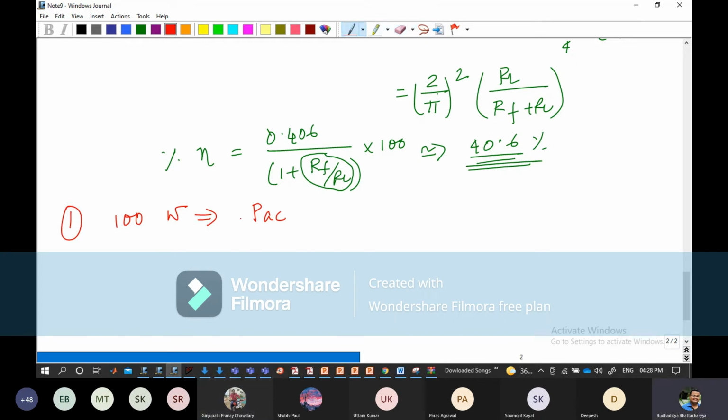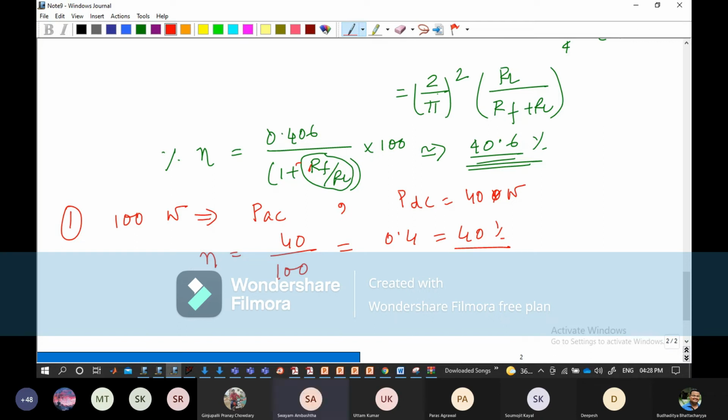Suppose the AC power is 100 watt. The DC power generated is around 40 watts. So PDC is 40 watts. Naturally, my rectification efficiency eta will be nothing but 40 divided by 100, which is around 0.4, about that 40%, which we had just now proved. The question is, what happens to the remaining 60%? Can anyone tell me what might happen?